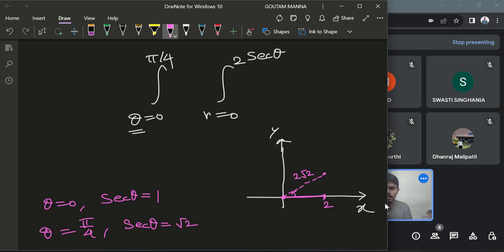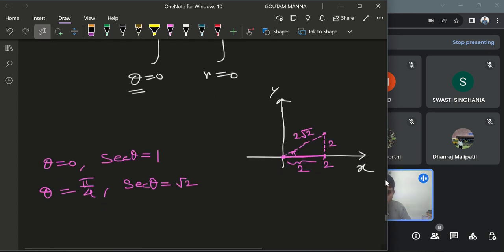So basically we will be moving along this region, as r is going from 0 to 2 sec theta, and theta will be going from 0 to pi by 4. Okay, and so this length is 2, and as this is 2 root 2, so this length will be again 2, right? And this line will be y equals x. This is the 45-degree angle.